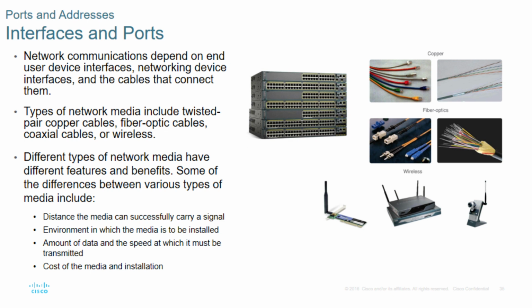And types of network media include twisted pair copper and fiber optic cable, coaxial cable, and wireless, as shown in this figure, right? So different types of network media have different features and benefits. Not all network media have the same characteristics, and not all media serve the same purpose. There are some differences between various types of media.